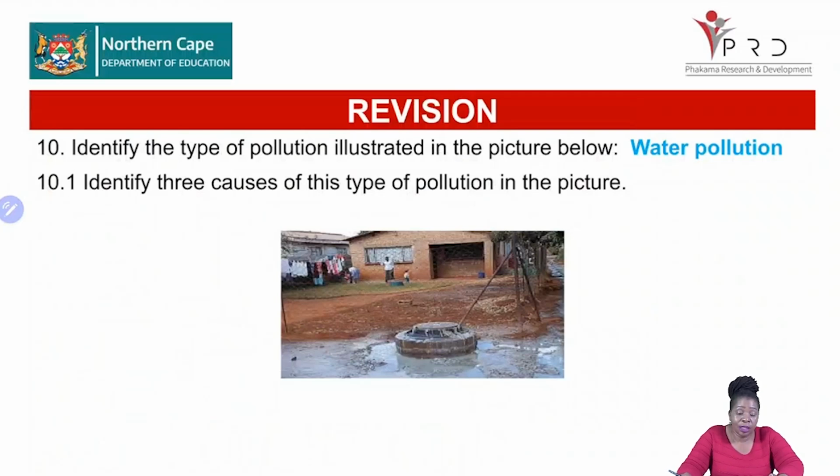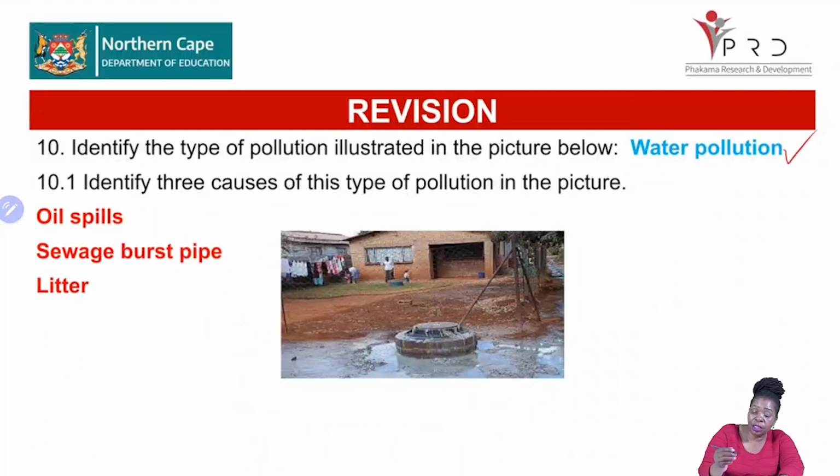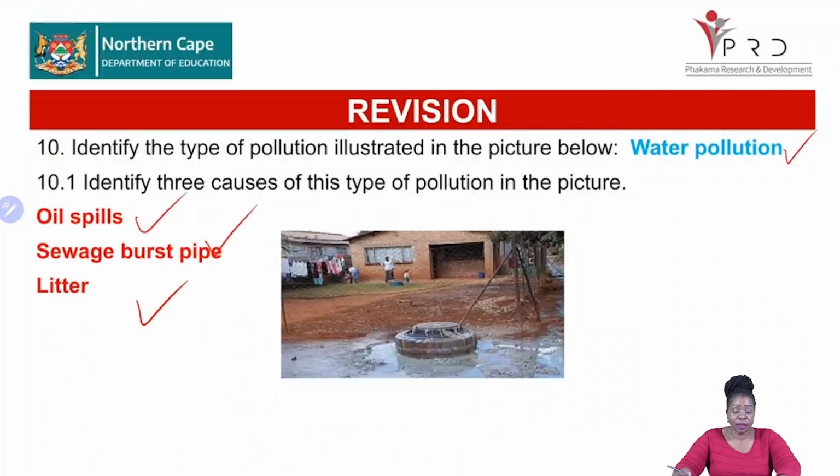Right, so question 10 says identify the type of pollution illustrated in the picture below, that is water pollution. Right, and then 10.1 says identify the 3 causes of this type of pollution in the picture. Right, so these are caused by oil spills, sometimes some sewage-based pipe. Also, litter can cause water pollution. Right, so that's our answer for question 10 and 10.1.